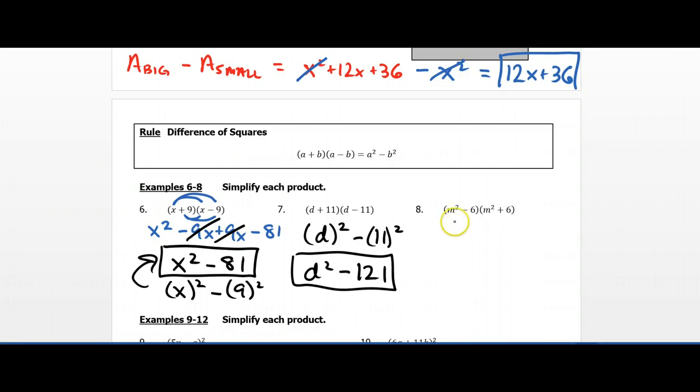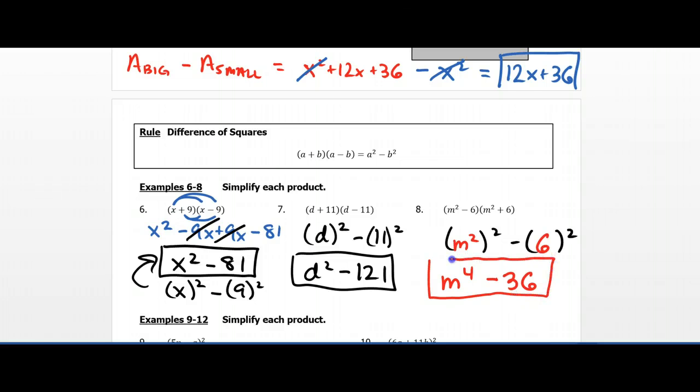Okay, number 8, m squared minus 6 times the quantity m squared plus 6. So our first term is m squared. Our second term is 6. When you take m squared squared, you get m to the 4th. And then 6 squared is 36. So this becomes m to the 4th minus 36.